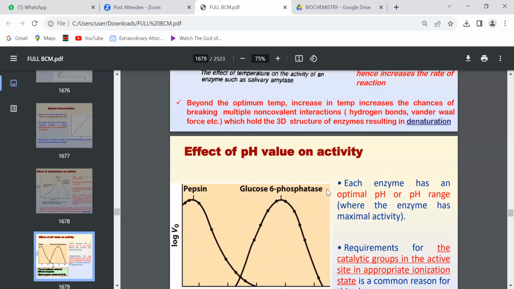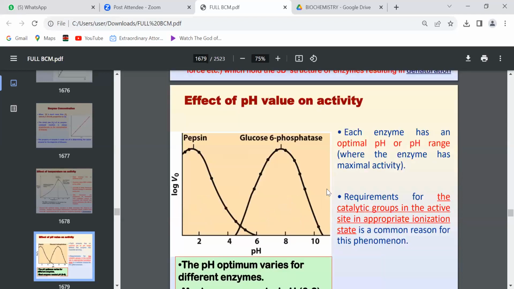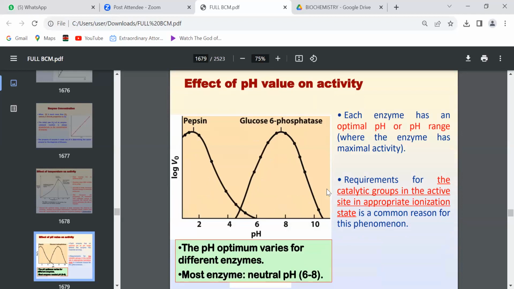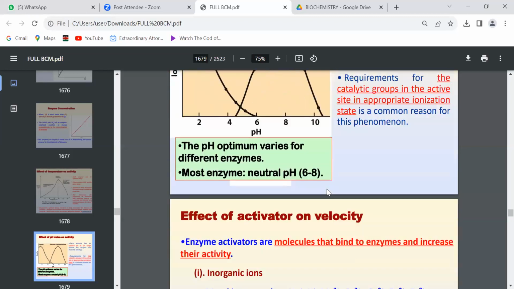And then for pH, just like temperature, enzymes also have an optimum pH where they function best. For most of the enzymes, they work best under neutral pH, that's 6 to 8. But of course, we have exceptions. For example, pepsin, whose optimum is acidic pH, between 1 and 4. So that would be an exception.